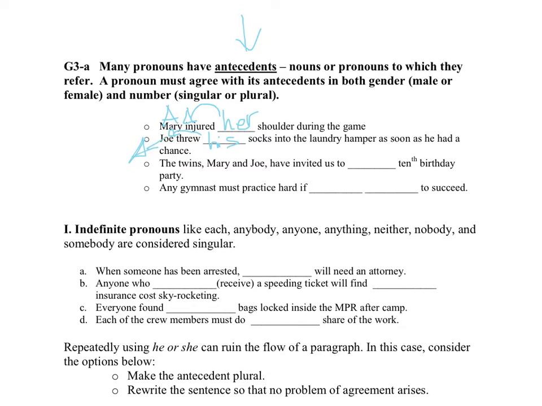The twins, Mary and Joe, there's your appositive phrase, have invited us to their 10th birthday party. Their is plural because the antecedent twins is plural. Finally, any gymnast, singular, that's your antecedent, must practice hard if he or she wants to succeed. Notice that you have the singular pronoun because you have the singular antecedent.